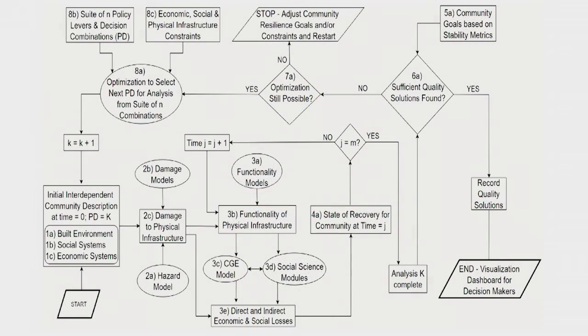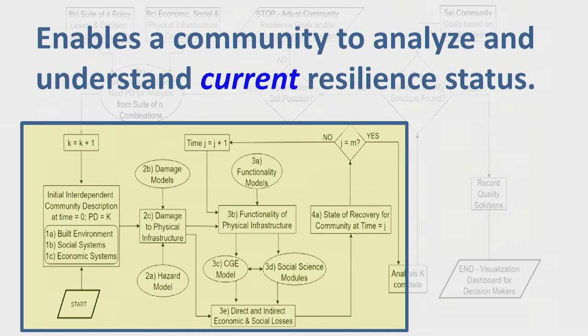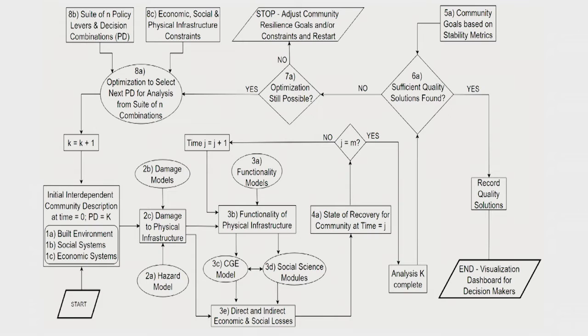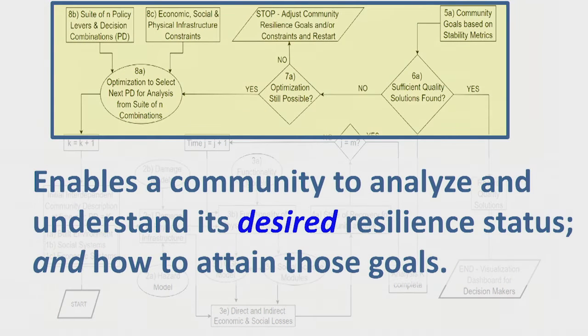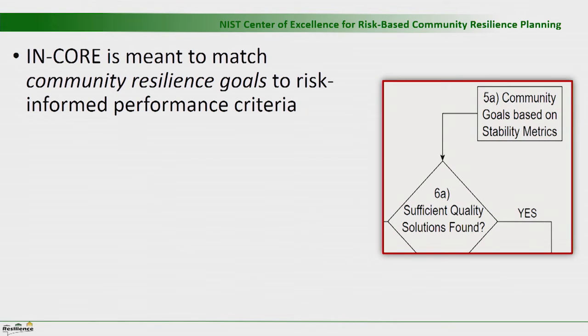If we look back at the IN-CORE flow chart, we can note that this portion of the diagram depicts the IN-CORE functionality to enable a community to analyze and understand its current resilience status. Whereas this upper portion focuses on how a community can identify and analyze its desired resilience status, and additionally, what it needs to do to understand and obtain those goals. IN-CORE is meant to match community resilience goals to risk-informed performance criteria.